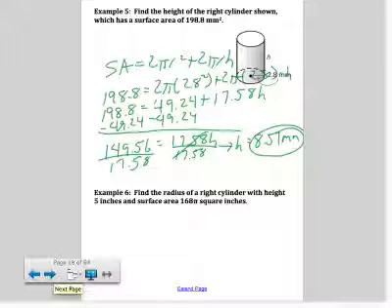Example 6. If you are in my honors class, go ahead and take a look at that. If you are in my regular class, you could try it, but we're not going to emphasize examples like that too much.